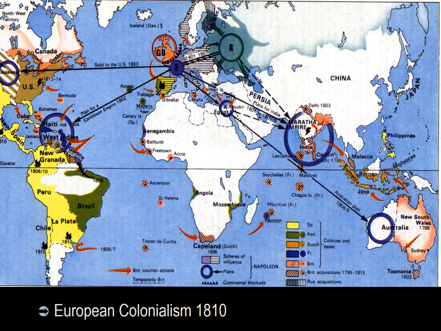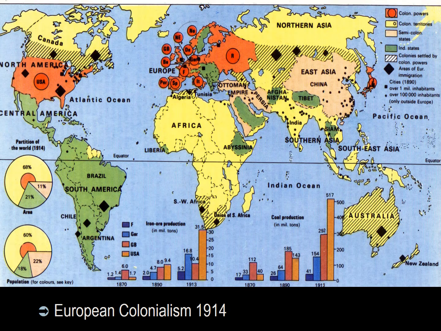This is the European colonial conquests of 1810. The British hadn't conquered all of India. You still had the Maratha Empire. South America was mostly occupied, but not southern Argentina. Here are European colonial possessions in 1914.